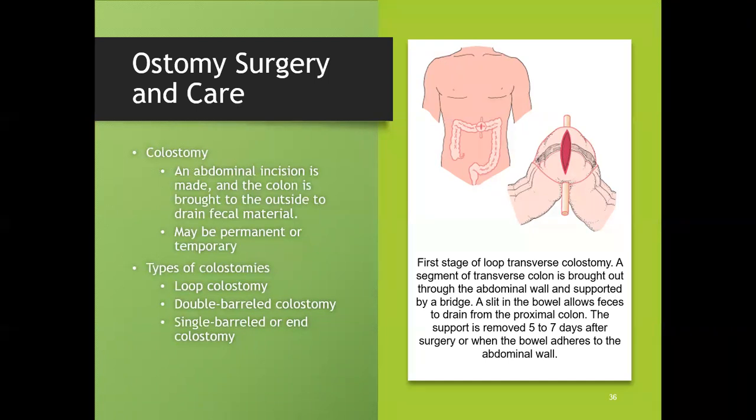But the first stage of loop transverse colostomy is pictured here. A segment of the transverse colon is brought out through the abdominal wall and it's supported by a bridge. A slit in the bowel allows the feces to drain from the proximal colon, and the support is removed after 5 to 7 days when the bowel adheres to the abdominal wall and has good support just from the body itself forming support for that.